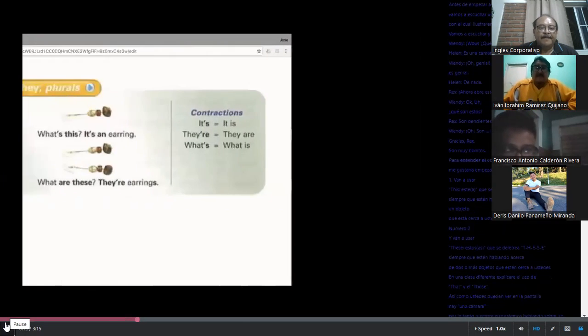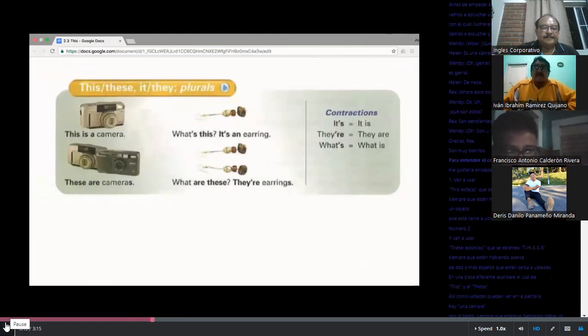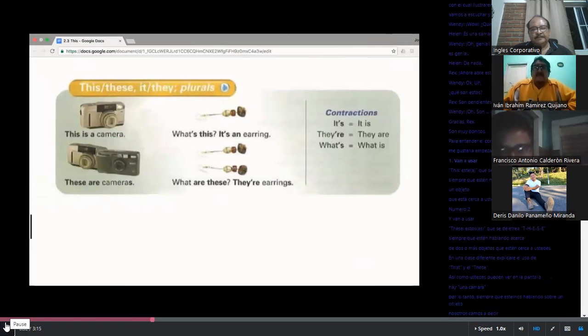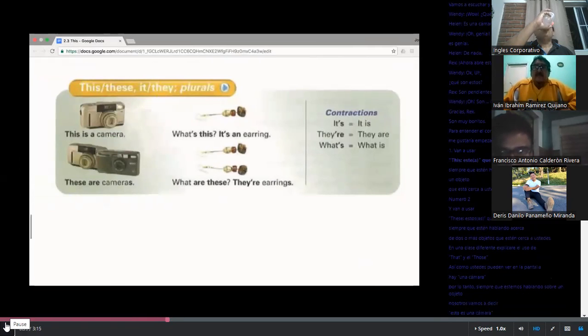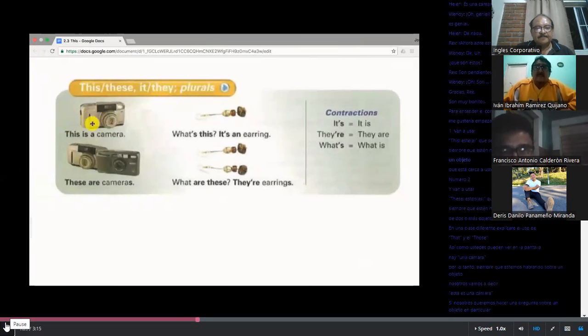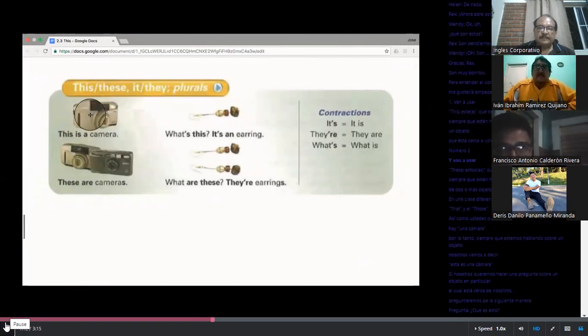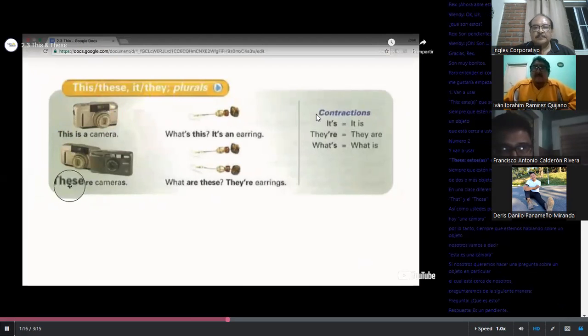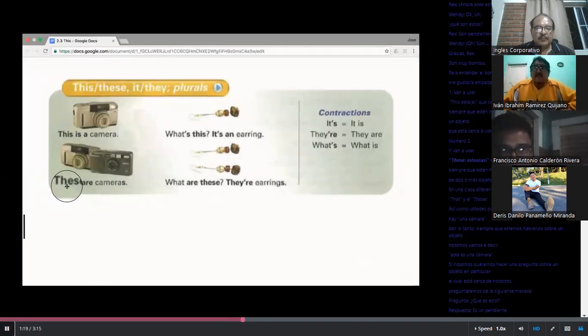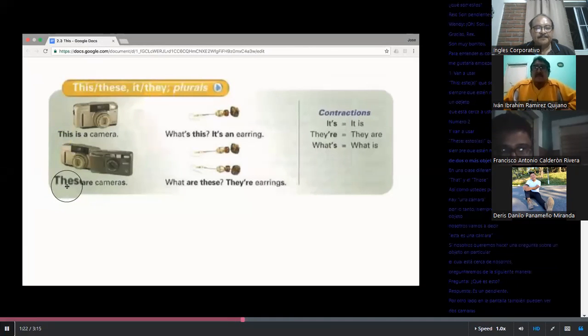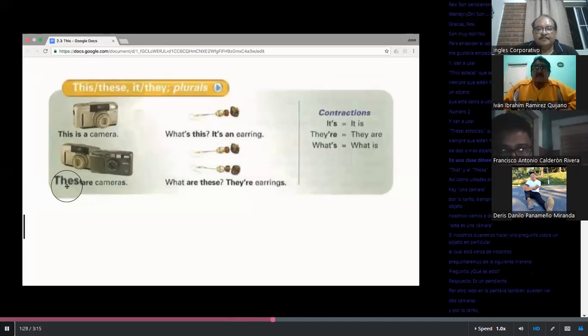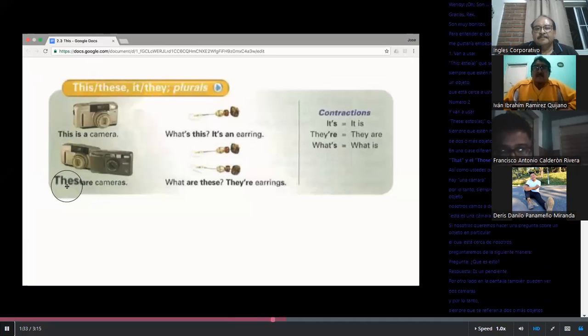They're very nice. In order to understand the concept of this and these, I would like to start by explaining the following. Number one, you're going to use this, that's spelled T-H-I-S, whenever you're talking about one object which is near you. Number two, you're going to use these, that's spelled T-H-E-S-E, whenever you're talking about two or more objects which are near you. On a different class, I'll explain how to use that and those.